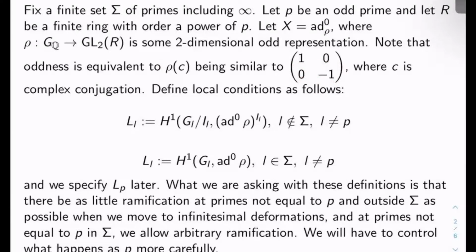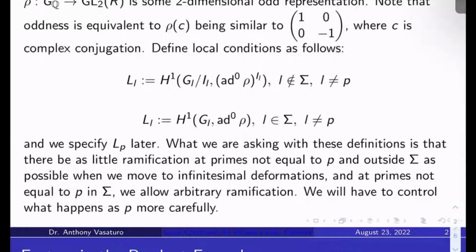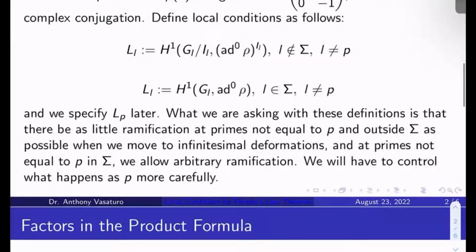Okay, let's define our local conditions as follows. For a prime l not in Sigma and not equal to P, L_l will be H1 of G_l mod I_l with coefficients in ad zero rho to the I_l, so the unramified classes. L_l will be H1(G_l, ad zero rho), so it's kind of everything, the full H1, if l is in Sigma and not P. And we will specify L_P later.